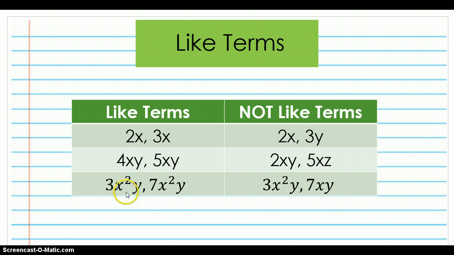And some more examples are 3x squared y and 7x squared y, because they both contain an x raised to the second power and a y raised to the first power. Some non-examples would be 3x squared y and 7xy, because one has an x raised to the second power while the other one only has an x which is raised to the first power.